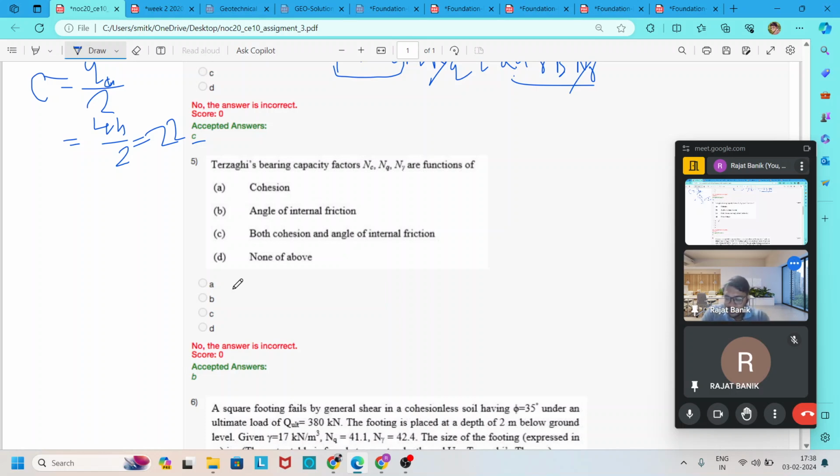Then question number 5 asks: the Terzaghi bearing capacity factors Nc, Nq, and N gamma are a function of what?